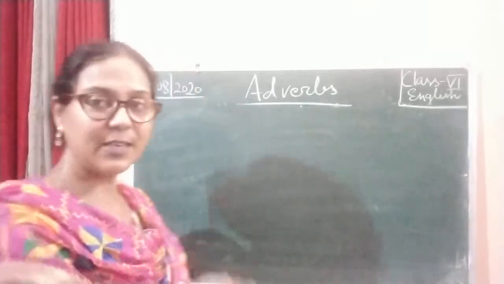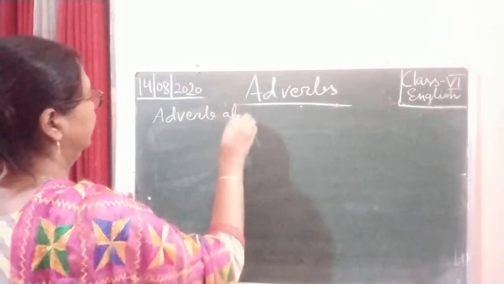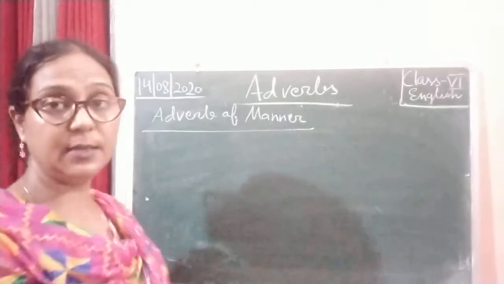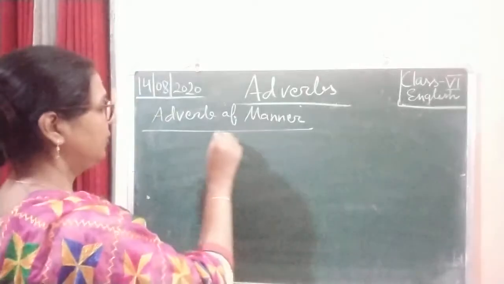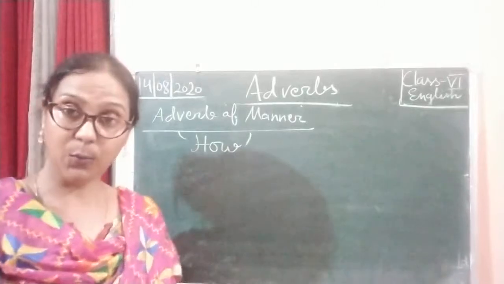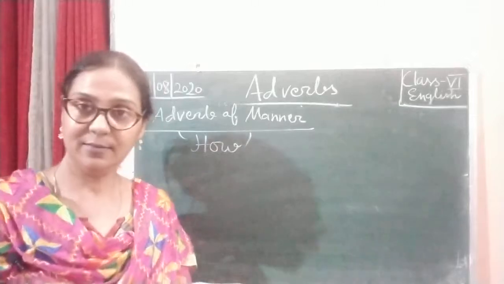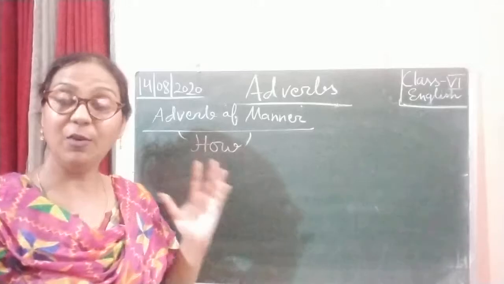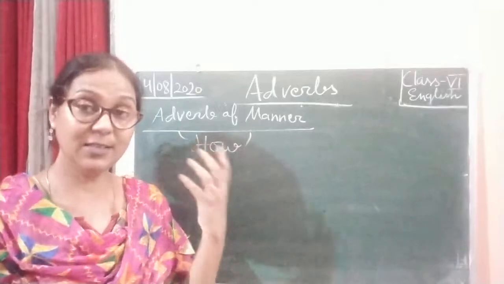Now, first is adverb of manner. Adverb of manner tells us how the action was done. So from this, we can understand how the action is being done. This tells us only and only adverb of manner: in which manner the work was done or is done.